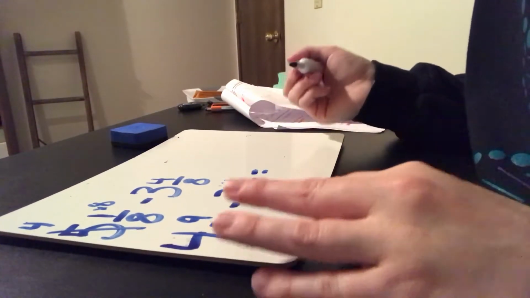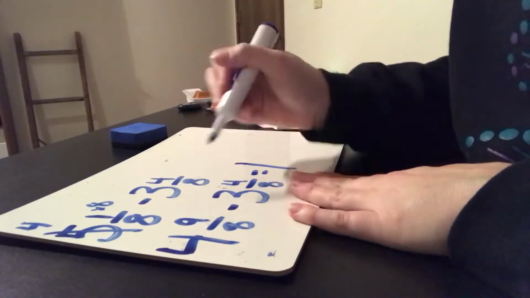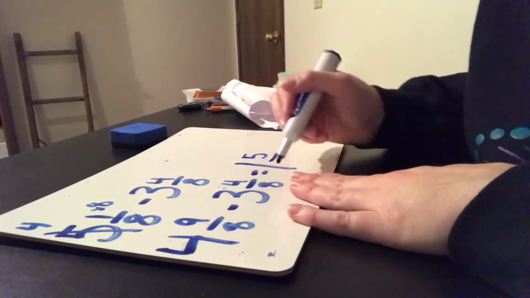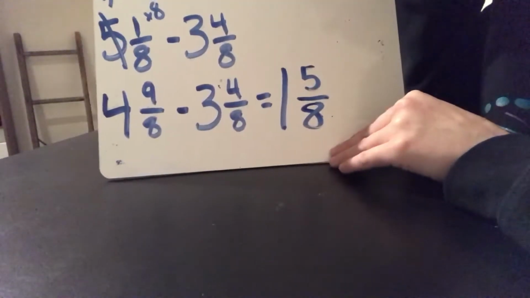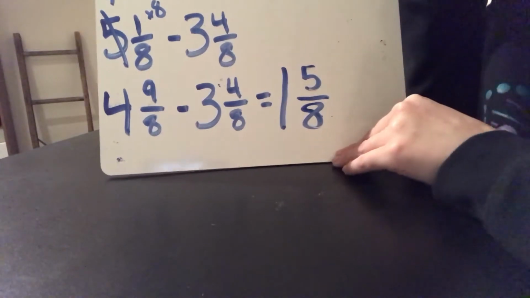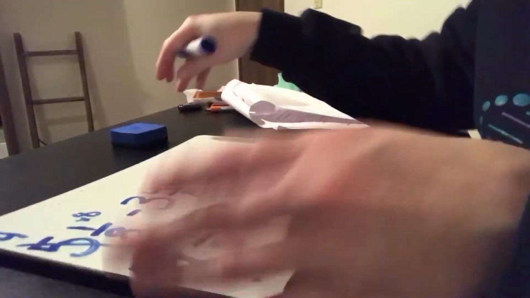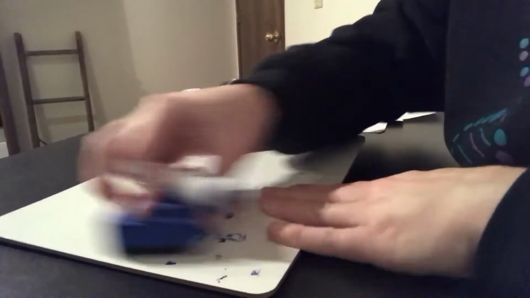So now I can do my subtraction work. 4 minus 3 is 1. 9 minus 4 is 5. And then my denominator I bring straight across. So 1 5/8 is my answer. And that's for number 1 on page 3, adding and subtracting fractions. Okay, we're going to try number 2 really quick.